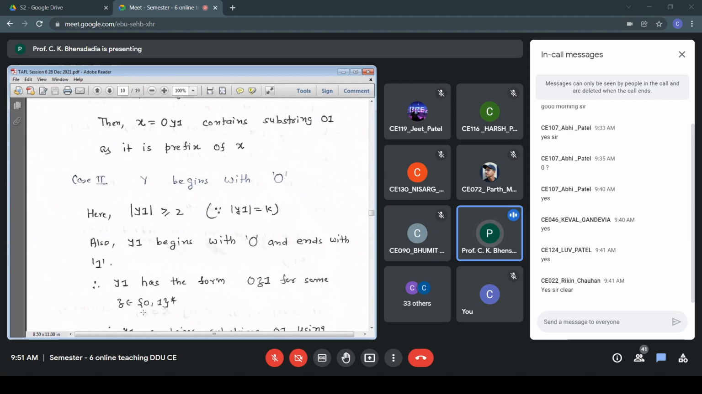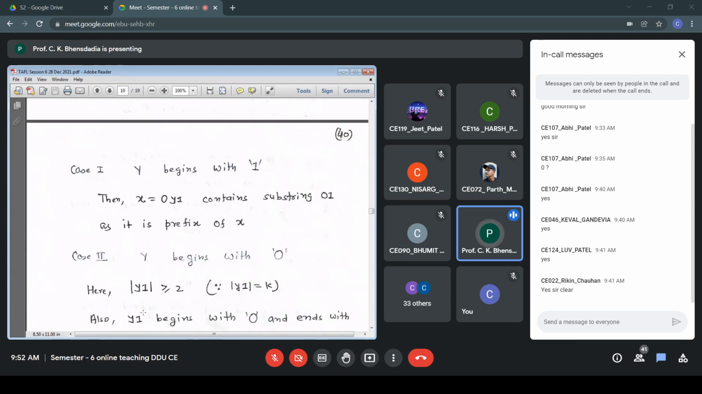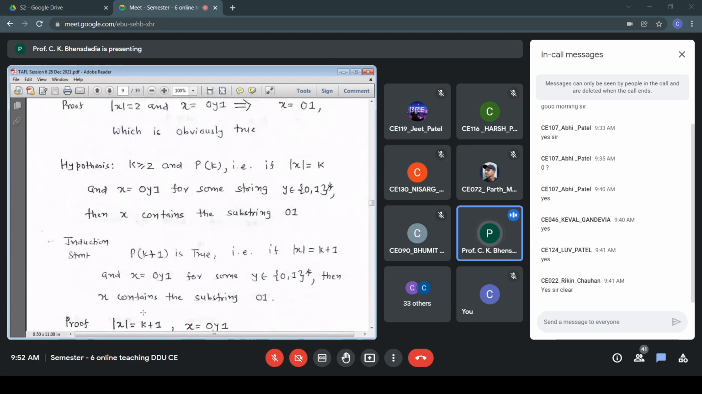Length of y1 equal to k. Length of y1 is at least 2. It means I can write y1 as 0, z1 for some z belonging to 0, 1 star. So the string y1 has the structure 0, z1 required for using the hypothesis. Length equal to k, and it is of the form 0, z1. Once that is established, I can use the conclusion part of the hypothesis.